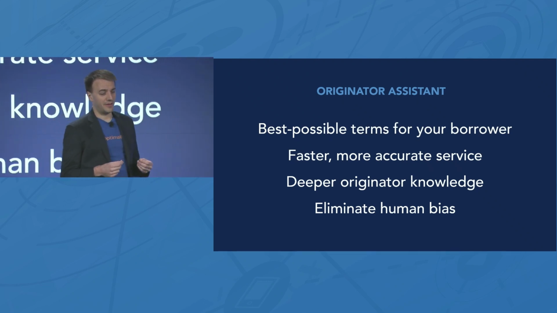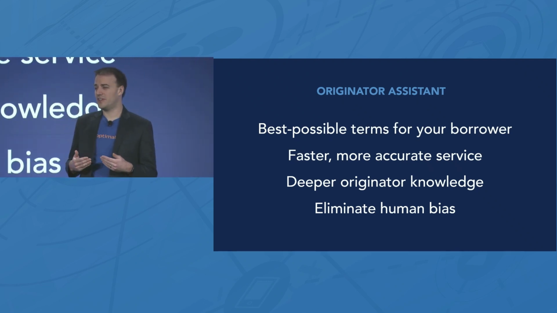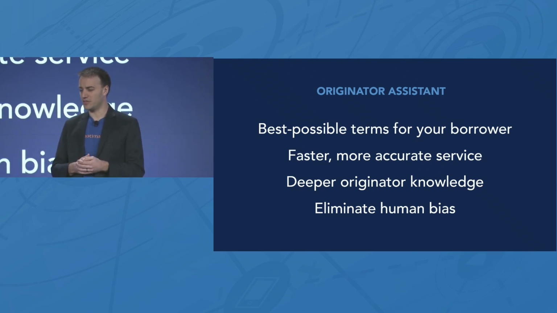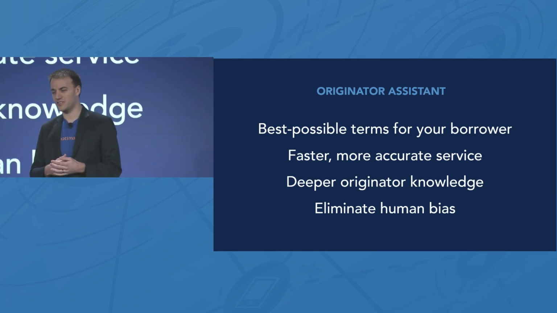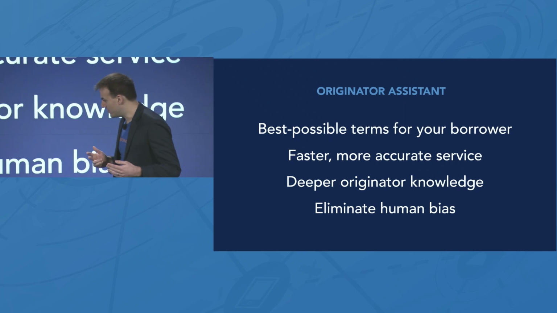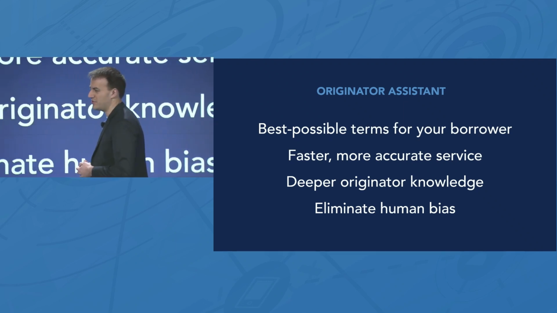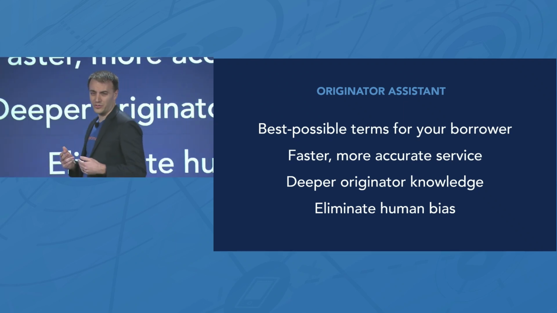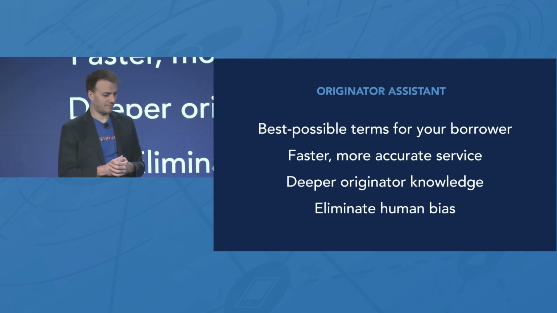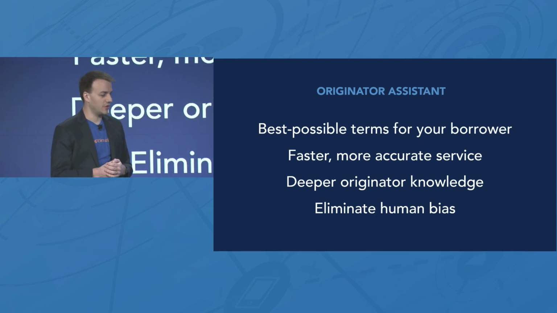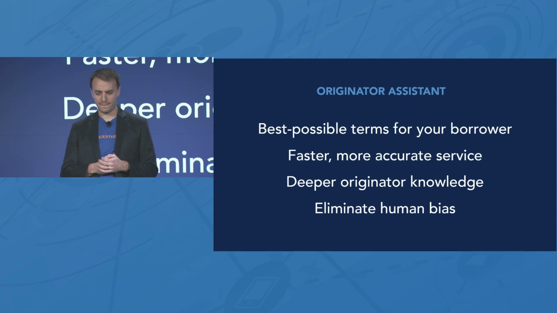And beyond eliminating bias, this continuous feedback loop helps originators learn and improve their product and pricing knowledge. So now that we understand what Originator Assistant can do for your business, let's take a look at it in action. I'll start by opening a loan within the Optimal Blue PPE.